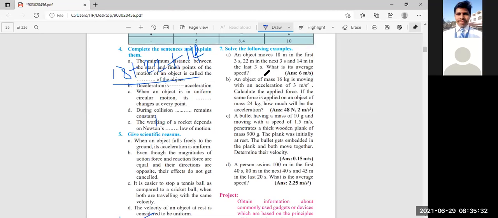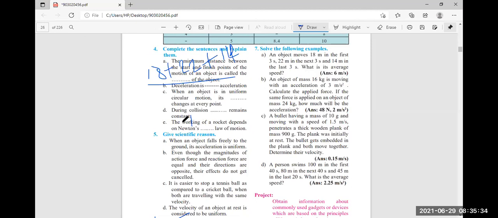Yes, Ishita. Average speed is total distance covered upon total time taken. These are very simple problems. For 2 marks, you should write this formula: total distance upon total time. How much time is taken for covering the distance? Okay, you should write it properly in your notebook. Now, by this formula, we can write it.